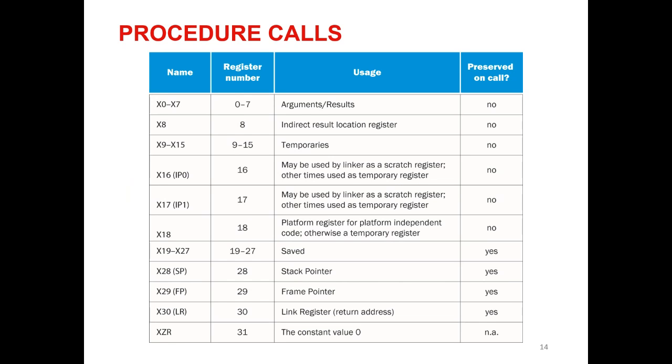Okay, so this is what I have already mentioned. The registers from 0 to 7 are the ones we use for the input arguments and also for the output arguments. And I obviously can modify them in a procedure because they are for that purpose.